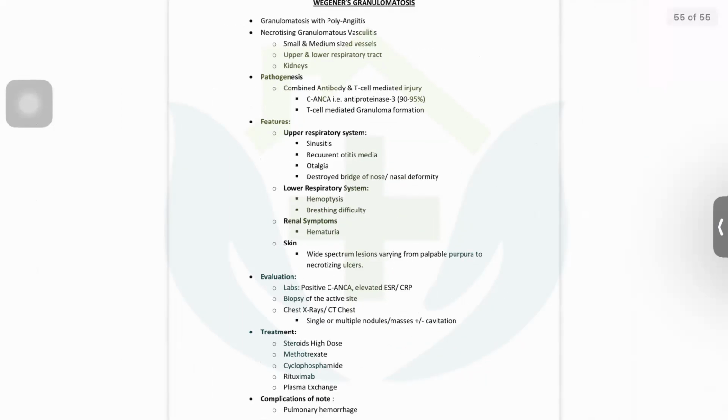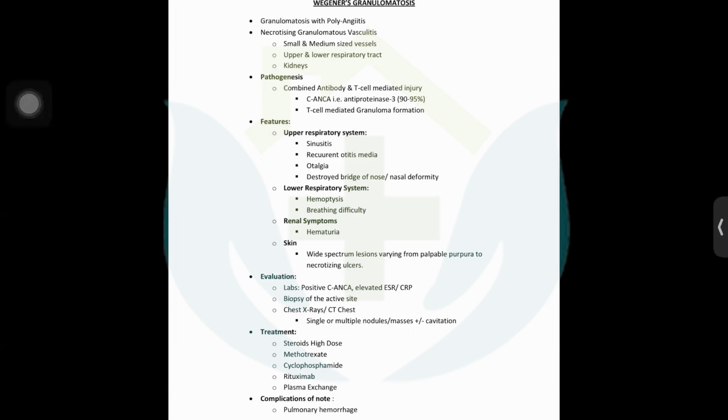Is that clear about polyarteritis nodosa? Will you be able to identify the patient in the question? Yes. Great. Now coming to Wegener's. Any questions? The most common is nephritis. Glomerulonephritis is not common in PAN, and lungs are not involved. These two should be used to rule out PAN.